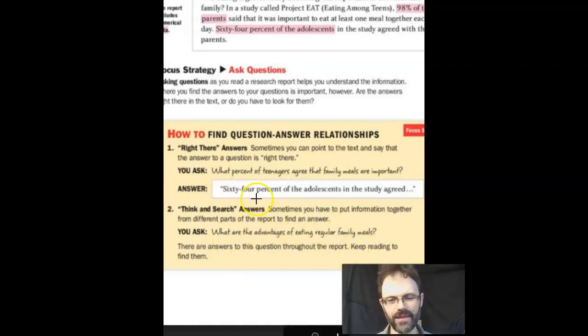Well, it's not just right there. The author doesn't just write, well, the advantages of eating regular meals are blah, blah, blah. You can't just find it like that. You have to kind of search. So there are answers to this question throughout the report. You have to keep reading to find them. All right, so let's do a couple examples for you.